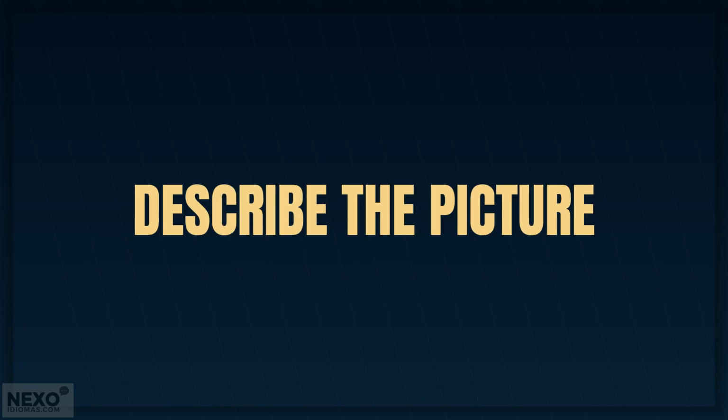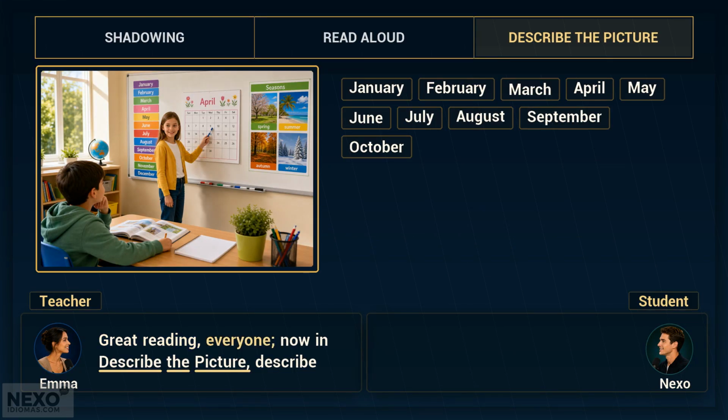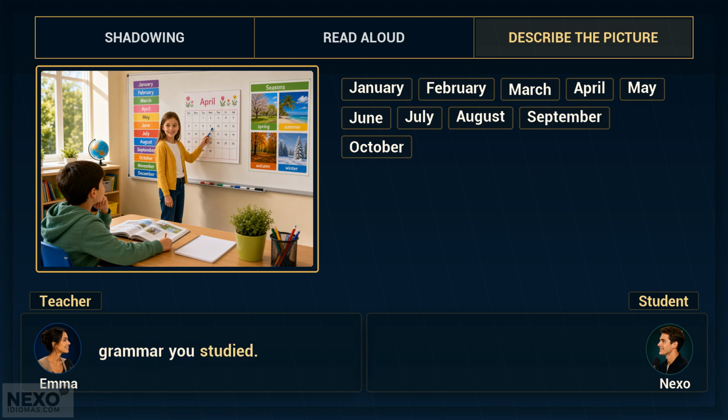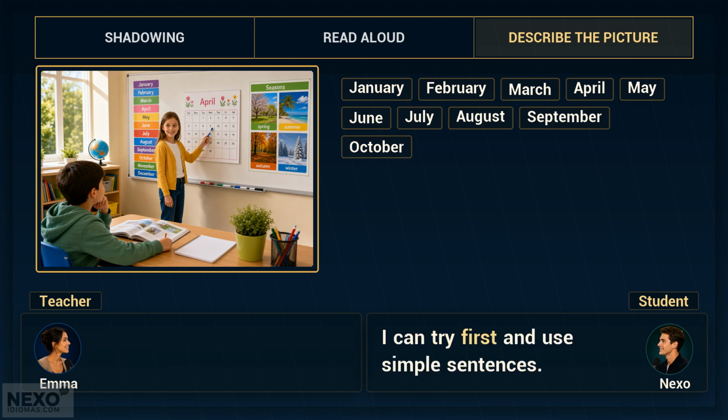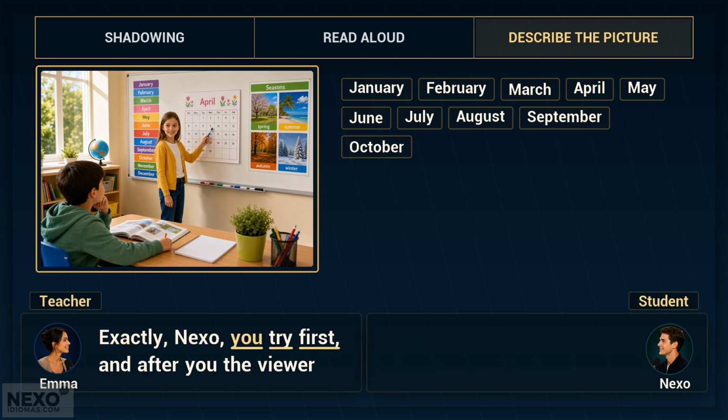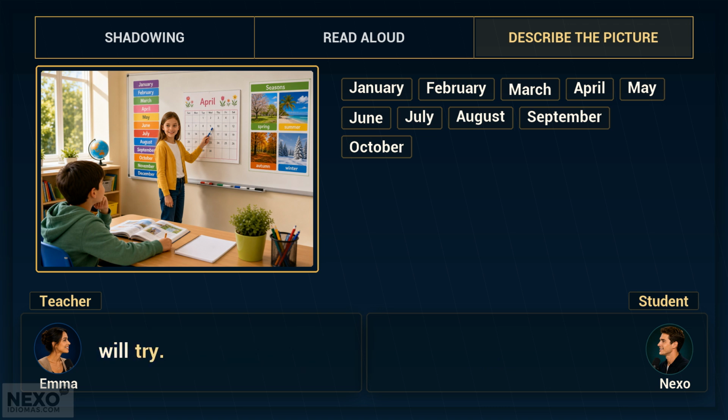Describe the picture. Great reading, everyone. Now, in Describe the Picture, describe what you see and try to use the vocabulary shown and the grammar you studied. I can try first and use simple sentences. Exactly, Nexo. You try first, and after you, the viewer will try.